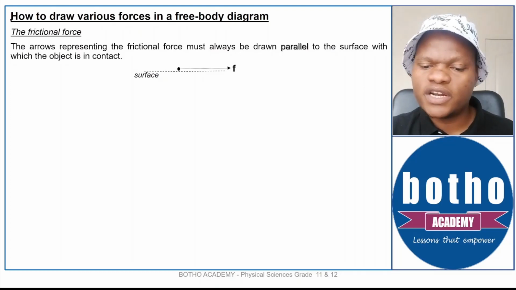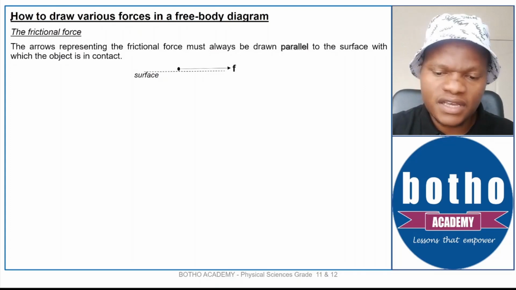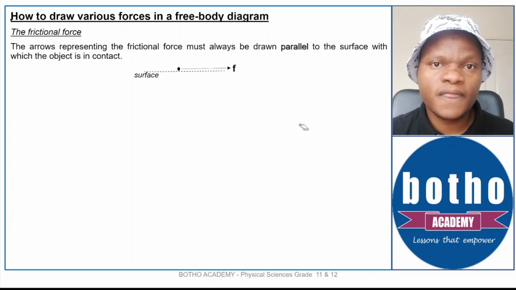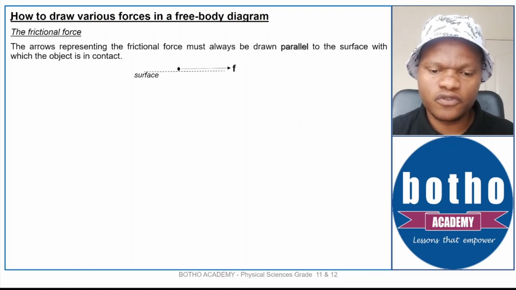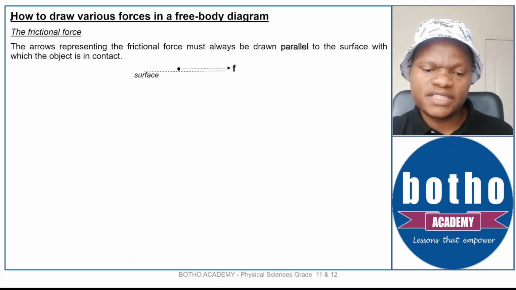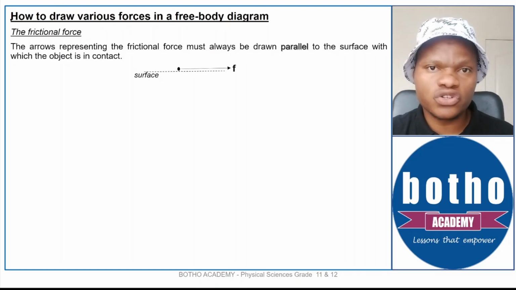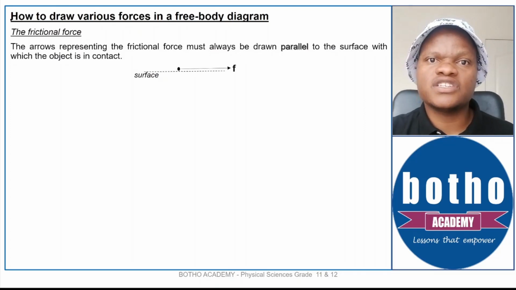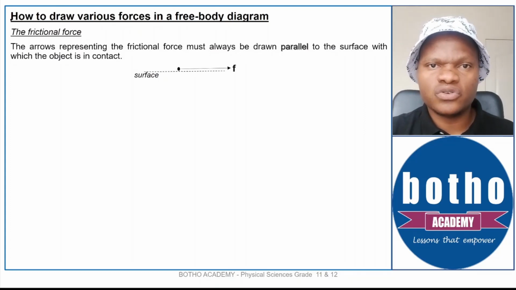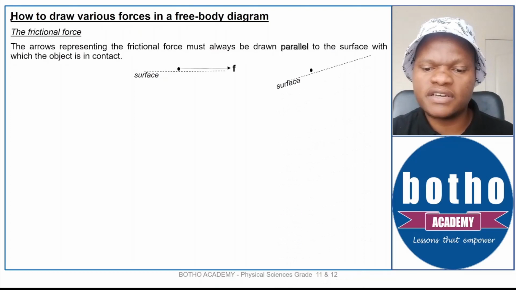Here what I want to emphasize is the fact that the frictional force must always be parallel to the surface. So this is a horizontal surface. It therefore means the frictional force must be a horizontal force because it has to be parallel to the surface. But it also happens sometimes that the surface is not horizontal. The surface is a slope, or what we sometimes call an incline. That is, there is an angle between the surface and the horizontal line. A surface like this one.